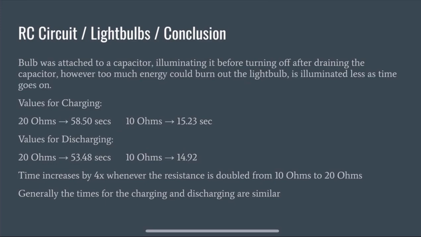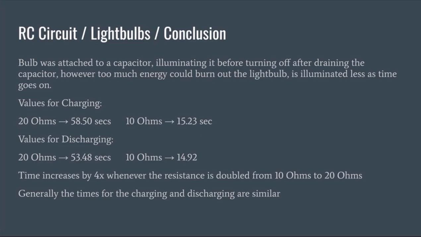Now the next bit was for the different light bulbs. So the RC circuit: the bulb was attached to a capacitor, illuminating it before turning off and draining the capacitor. However, too much energy could burn out the light bulb, and it illuminated less as time went on just because it kept running out of that.